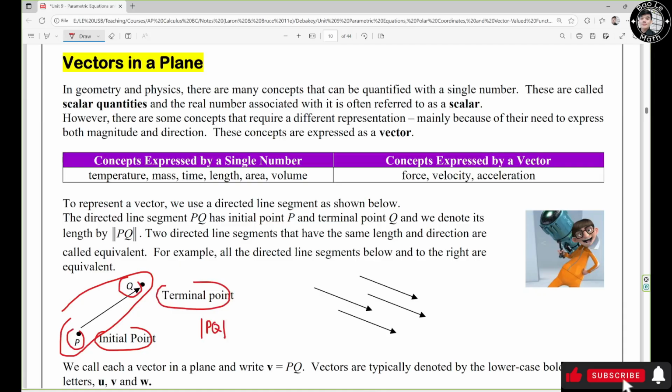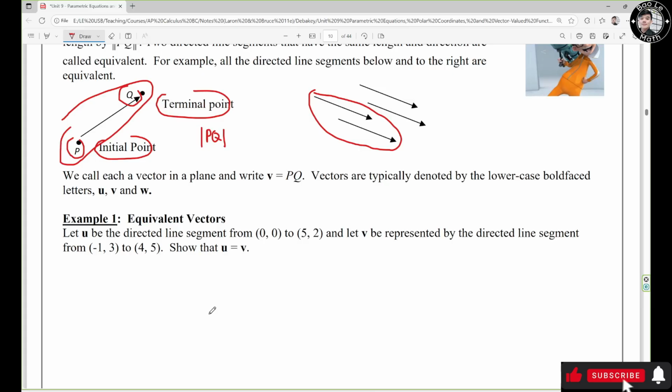Two directed line segments that have the same length and direction are called equivalent. So you look at this one right here. This guy, equivalent, right? Now we call each a vector in a plane and write v equals PQ. Now v right here is the little v. Vectors are typically denoted by the lowercase boldface letters u, v, w.